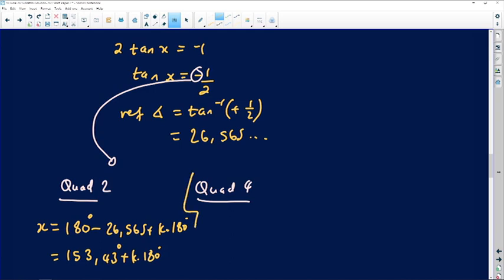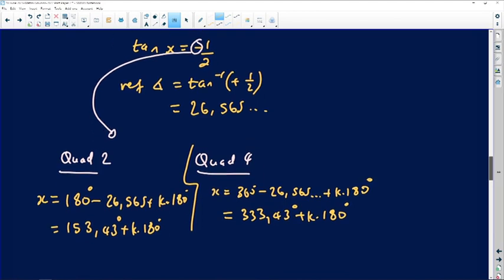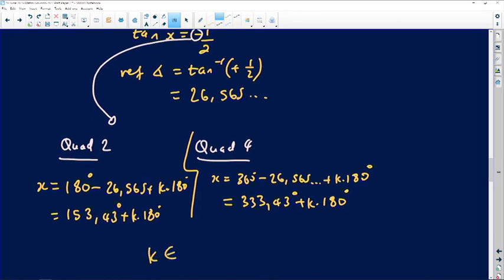So from quadrant number 4, x is going to be 360 minus the reference angle 26.565, and so on, plus k times 180. Again, you always use 180 for tangent, but you use 360 for sine and cosine. So I'm ending up with 333.43 degrees plus k times 180 degrees. And somebody's asking, what is this k? Well, k is an element of the integers.